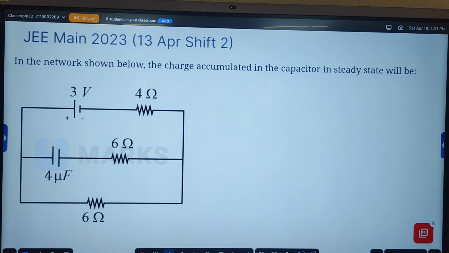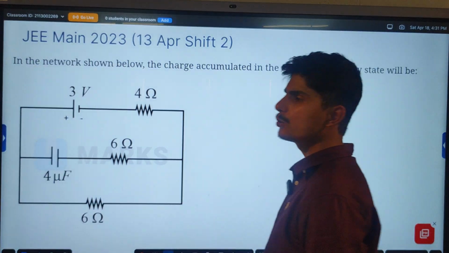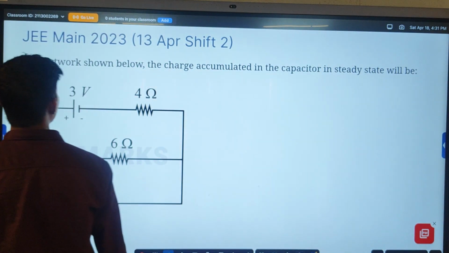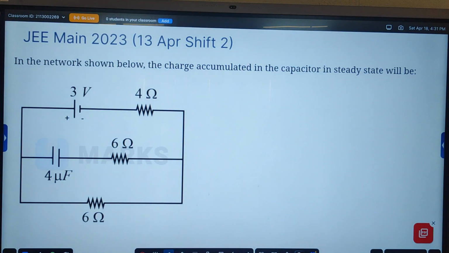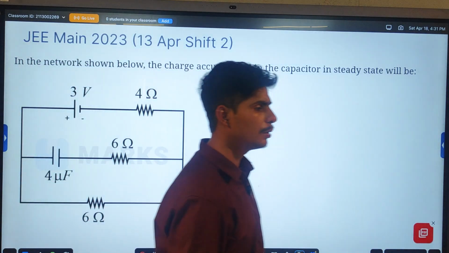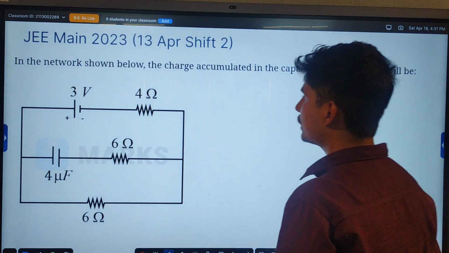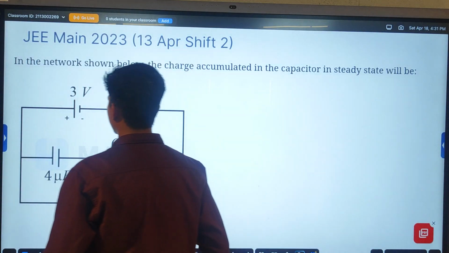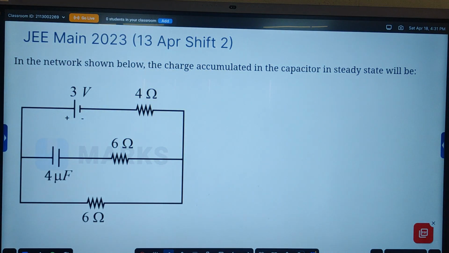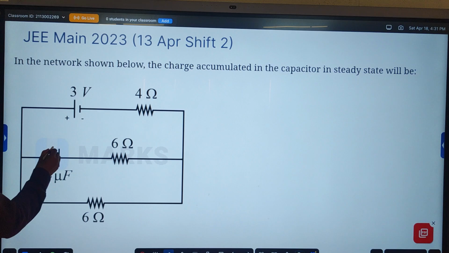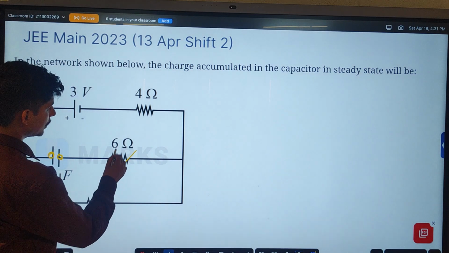This is also a very simple question asked in JEE Main 2023. In the network shown below, the charge accumulated in the capacitor in the steady state will be? We know that in the steady state, a capacitor behaves like an open circuit, a broken wire. So in a steady state, this wire will be broken and this capacitor is useless.